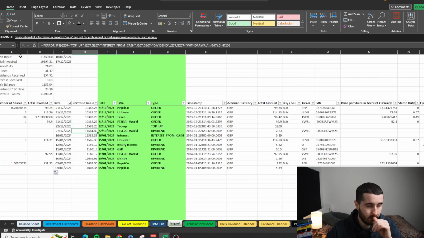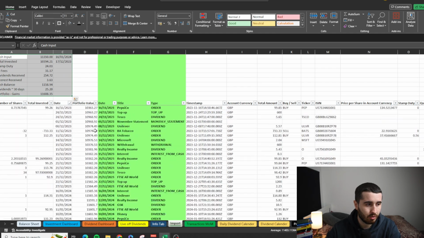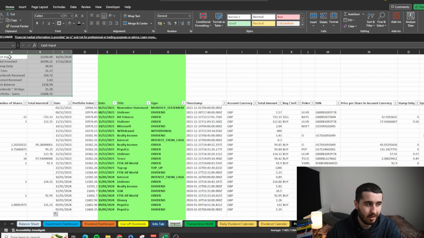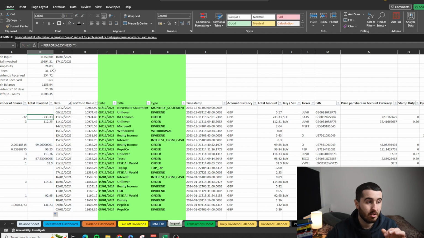And then we have some important metrics. The sheet is frozen, so you can scroll, but this top bit doesn't move. These are some important metrics up here for your spreadsheet. So we have the sum of all the top ups and withdrawals. We have the total invested, which is basically just summing this column here, looking at how much you invested into each stock. And we have the stamp duty fees, the foreign exchange fees, the dividends received, so it sums all the dividends, and the interest received.